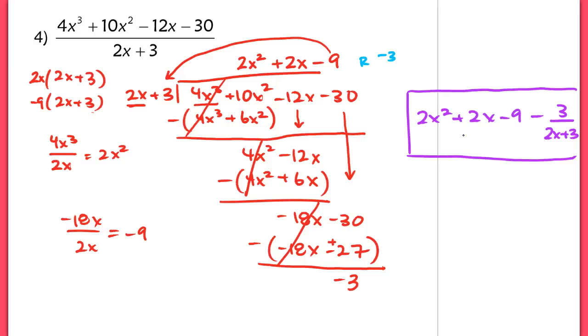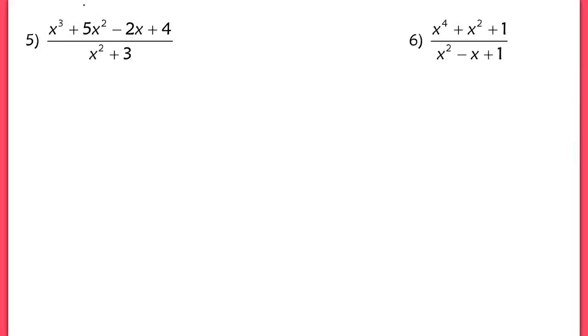So let's move on to the next example. All right, now problem 5 is actually a little bit trickier how we set this one up. I still use the same dividend, so I keep that x cubed plus 5x squared minus 2x plus 4, and I set that up the exact same.